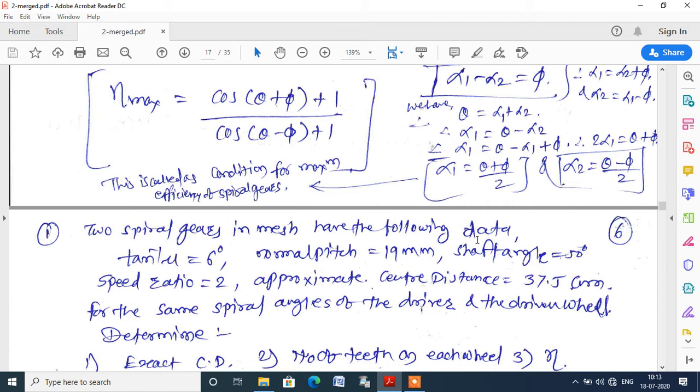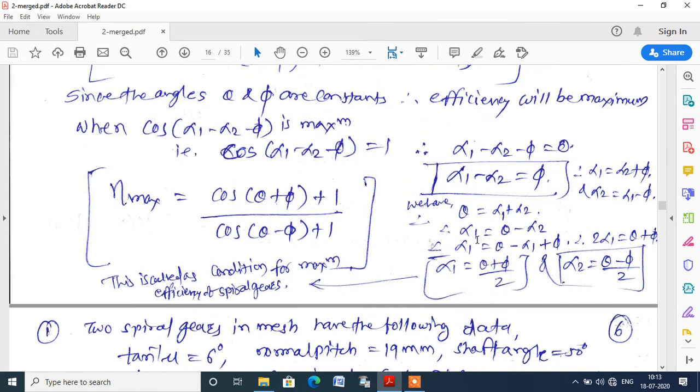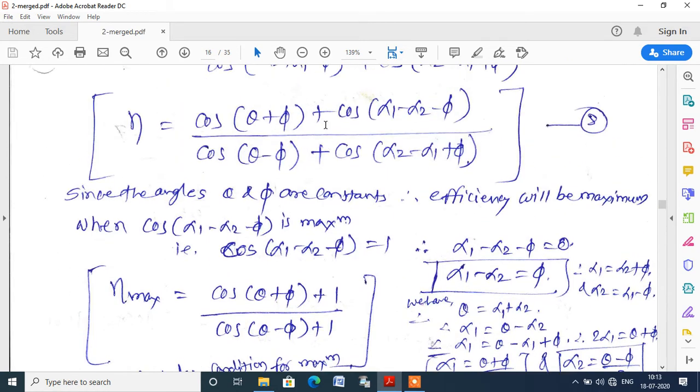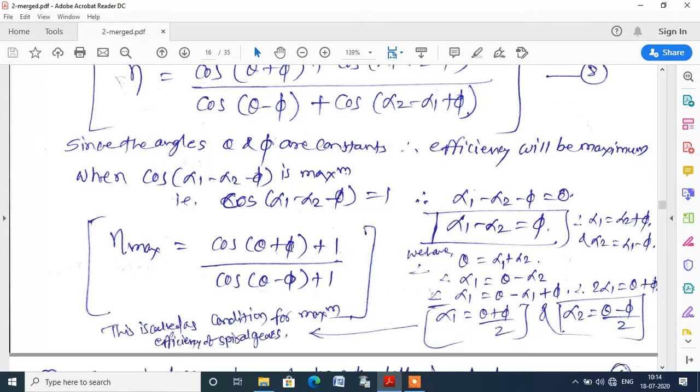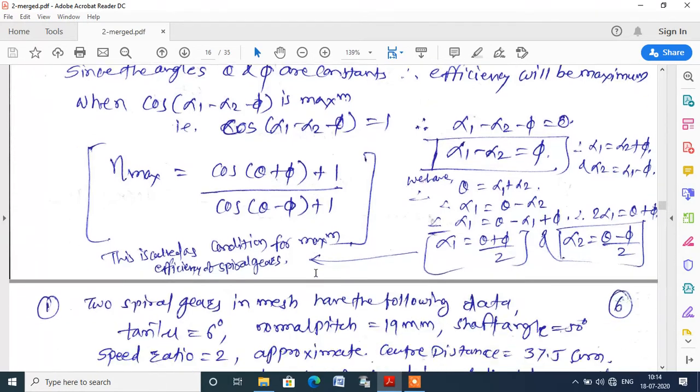In the last module we have seen the efficiency of spiral gear, that is cos of (theta plus phi) plus cos of (alpha 1 minus alpha 2 minus phi) divided by cos of (theta minus phi) plus cos of (alpha 2 minus alpha 1 plus phi). This is the efficiency of spiral gear, and maximum efficiency is (cos(theta plus phi) plus 1) divided by (cos(theta minus phi) plus 1).